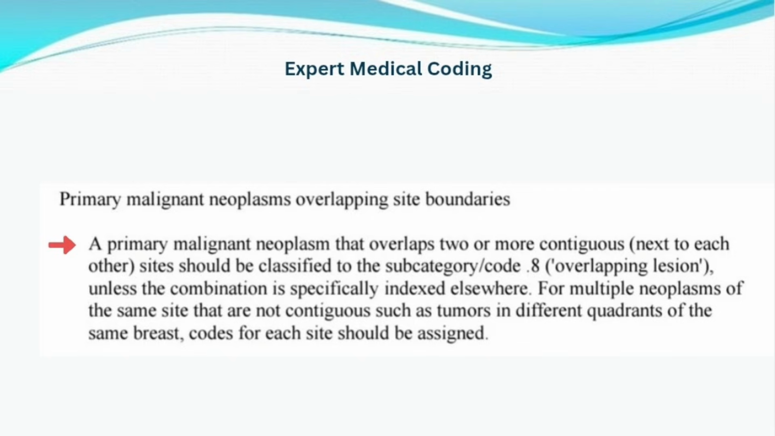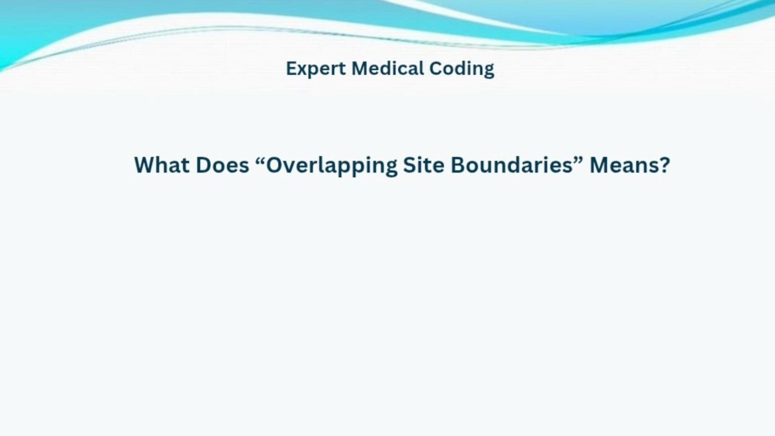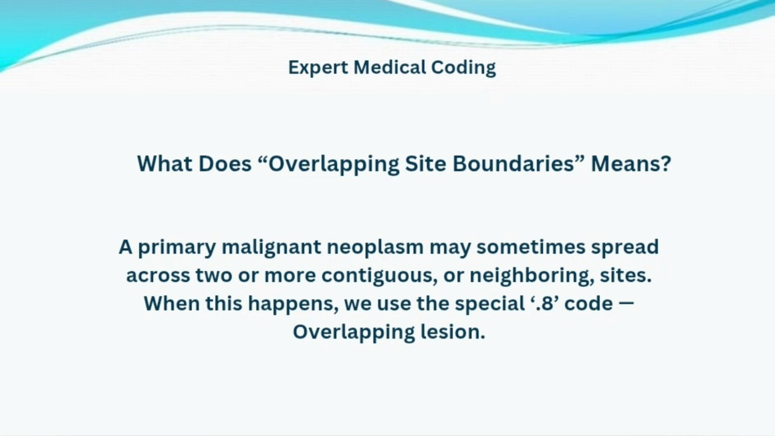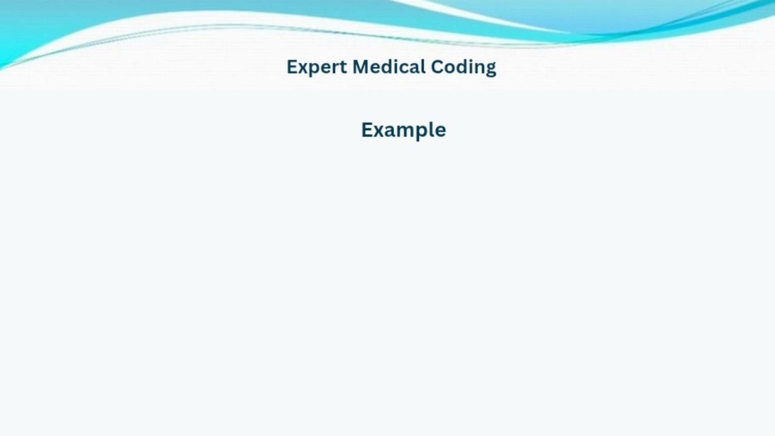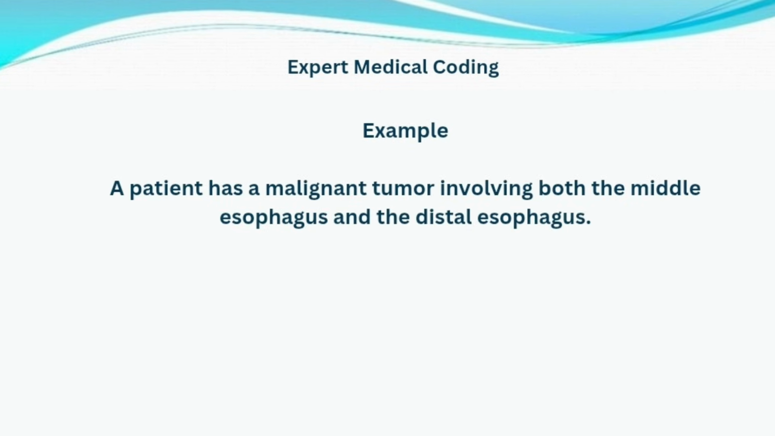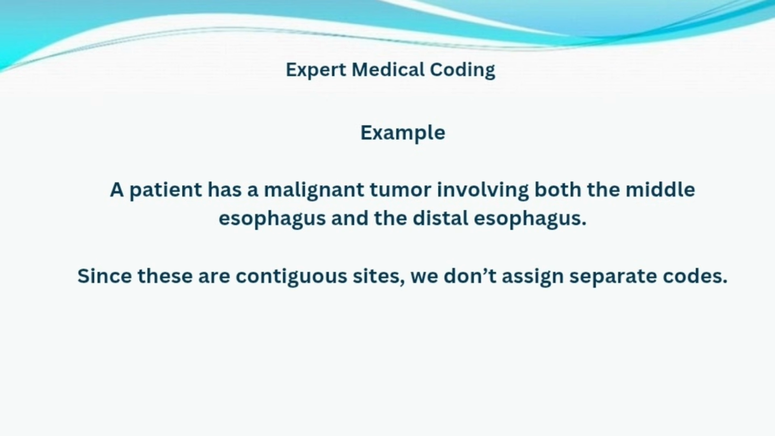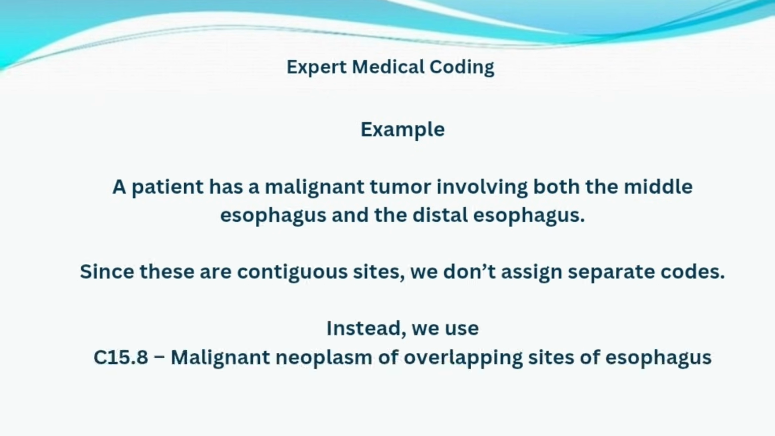Let's understand this in a more clear way. Let us first see what overlapping site boundaries means. A primary malignant neoplasm may sometimes spread across two or more contiguous or neighboring sites. When this happens, we use the special .8 code for overlapping lesion. Let us see an example. The patient has a malignant tumor involving both the middle esophagus and the distal esophagus. Since these are contiguous sites, that is neighboring sites, we don't assign separate codes. Instead, we use C15.8, malignant neoplasm of overlapping sites of esophagus.